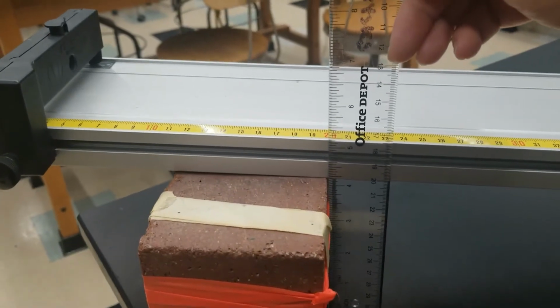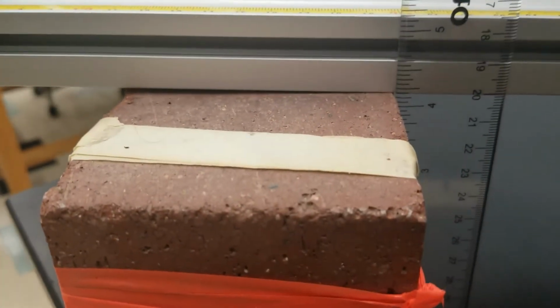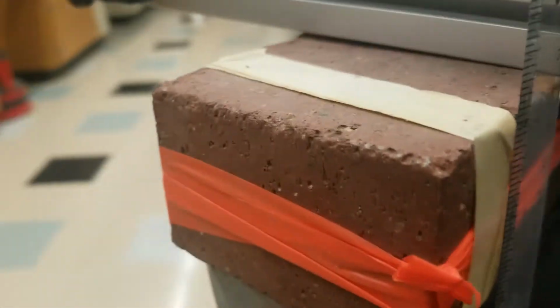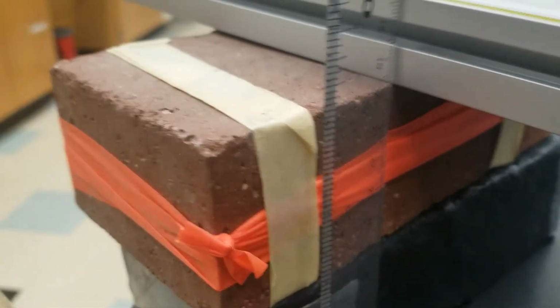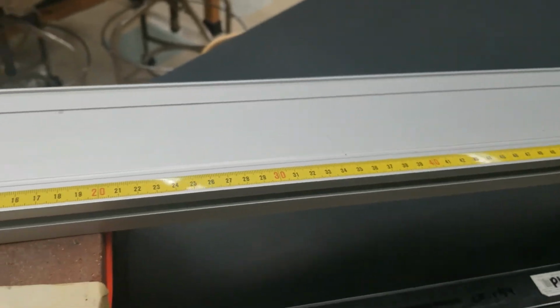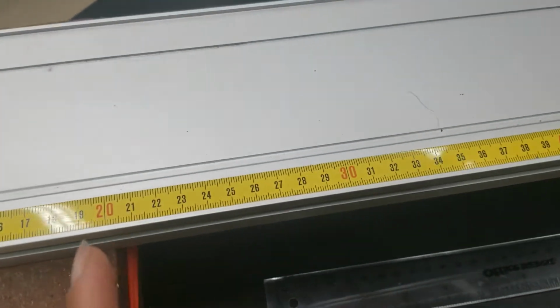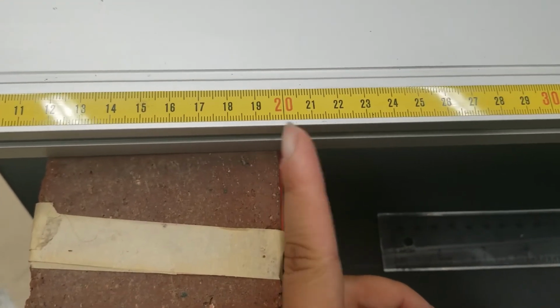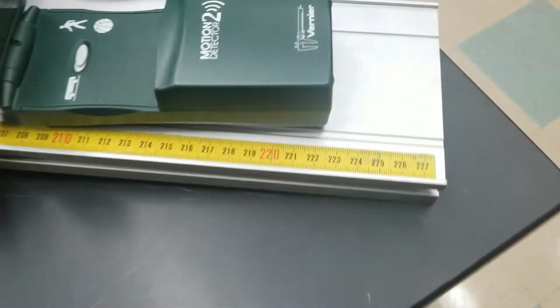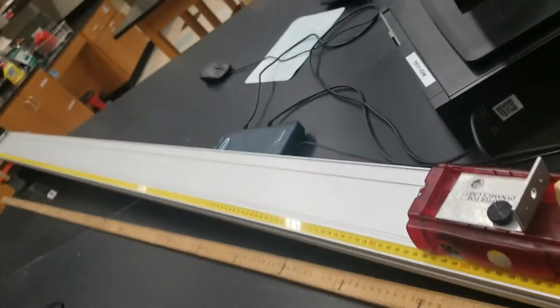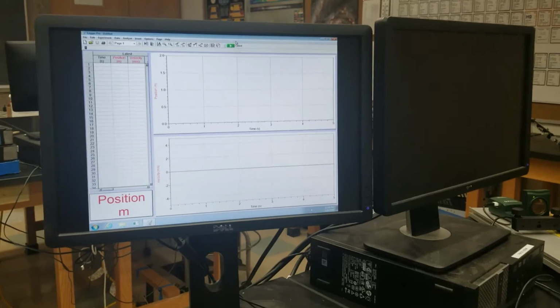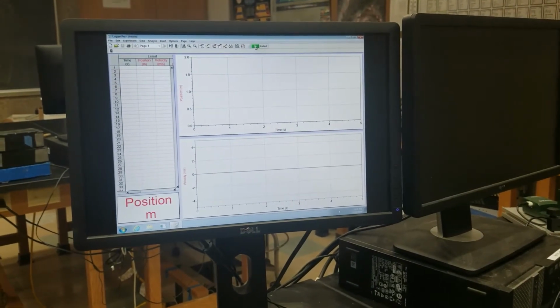First, I'm going to measure the height, h, from the number I read here. That's about 22 centimeters. I can find xl by reading the initial position, 20 centimeters, and the final position, 228 centimeters. The difference will give us the value of xl. To start the motion, I will click collect, and then I will release the cart.